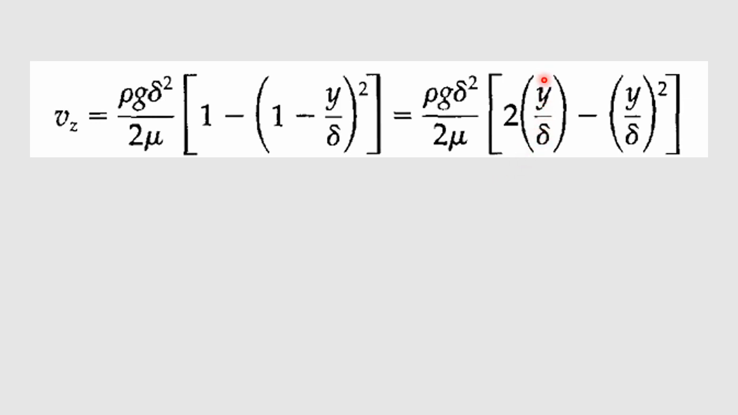But y by delta itself is small, then (y by delta) whole square is again still small. That means the second term on the right hand side can be eliminated and you are left with only this particular term. That means this term can be neglected.